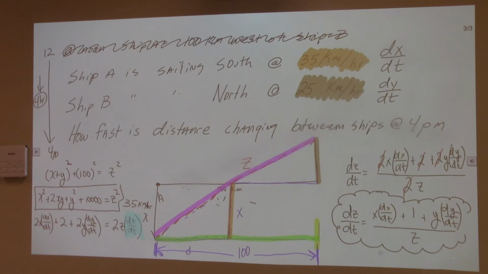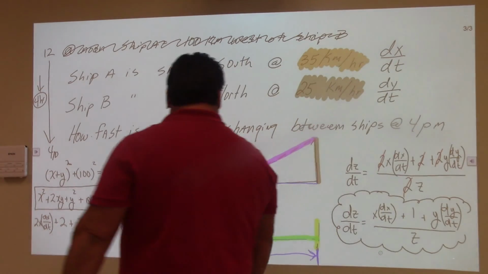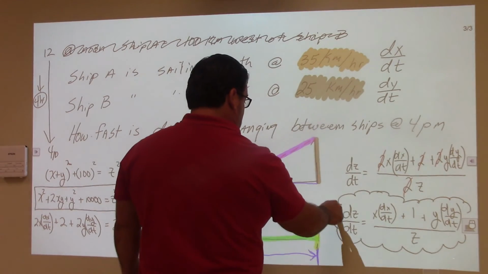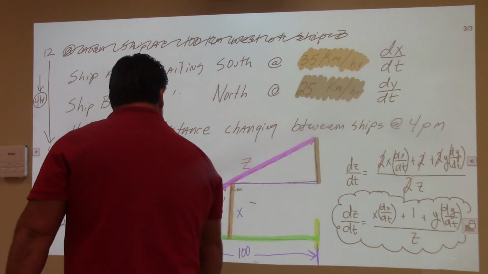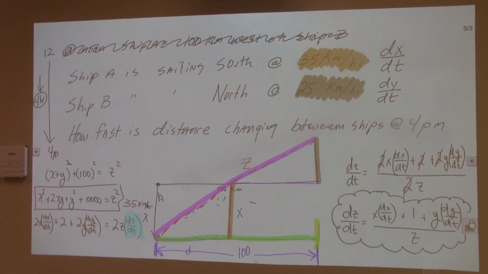Now, do we have dx/dt? Do we have dy/dt? Yes. Do we have z? Or do we have x and y? No, we don't. We've got x plus y here, plus 100 is equal to z squared. So we got to find some more stuff, don't we?